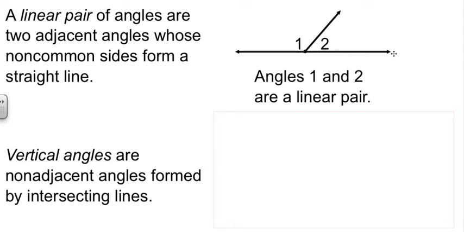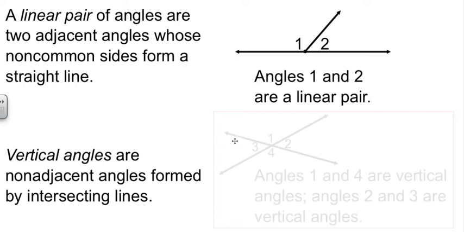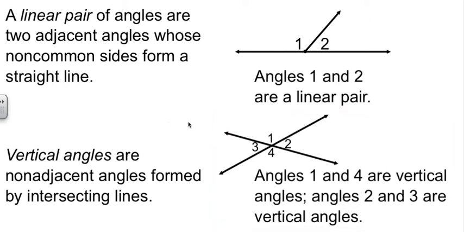If you have a pair of intersecting lines, then you get vertical angles. Vertical angles are the ones that are not adjacent to each other here. So 1 and 4 are not adjacent, they're vertical. 2 and 3 are vertical. 1 and 2 are adjacent, they're not vertical. They have to be across the vertex from each other to be vertical.